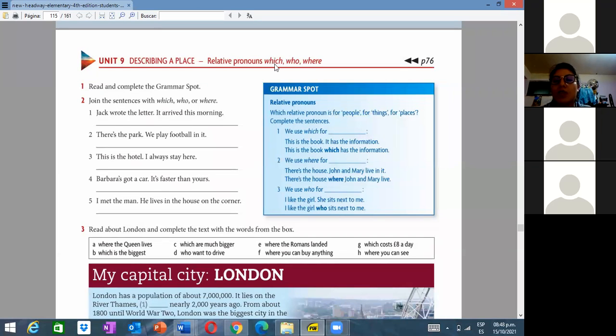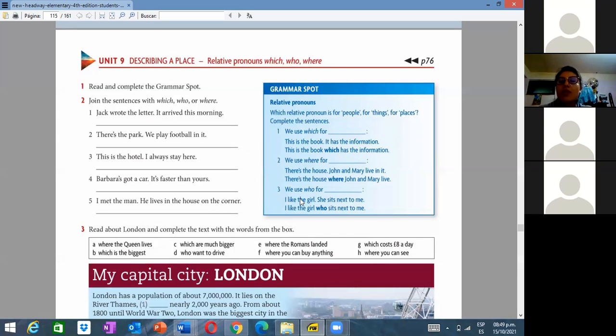When we are talking about a person, we have to use this relative pronoun who, or if we are maybe talking about a thing, maybe a pencil, a book, we have to use which, or if we are talking about a place, we have to use where. ¿No? Entonces vamos a ir uniendo nuestras oraciones con estos relative. Okay. Entonces, veamos los ejemplitos, por favor, para que se entienda mejor.